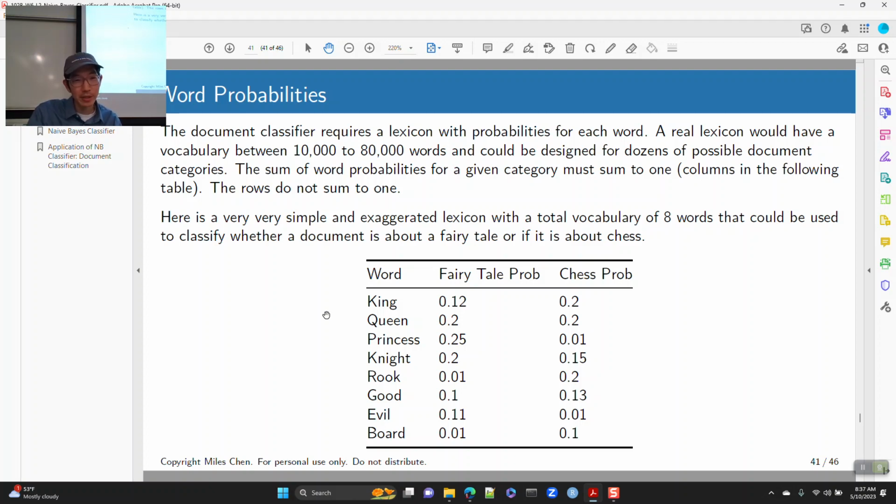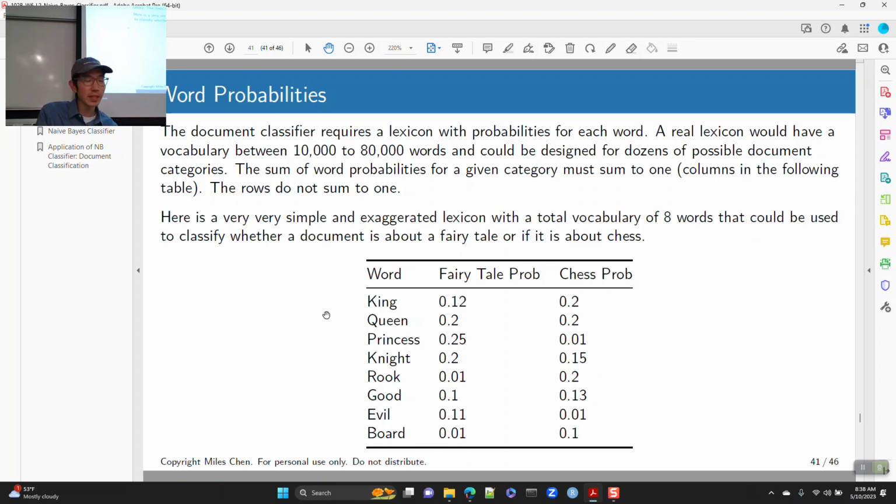And so, that's going to be a problem. All right. So here's a very simple example. When we do some kind of document classification, we require what's called a lexicon, or just basically a list of all the words and all the probabilities associated with each word. A real lexicon might have somewhere between 10,000 and 80,000 words, basically however many words you want to include in your vocabulary.